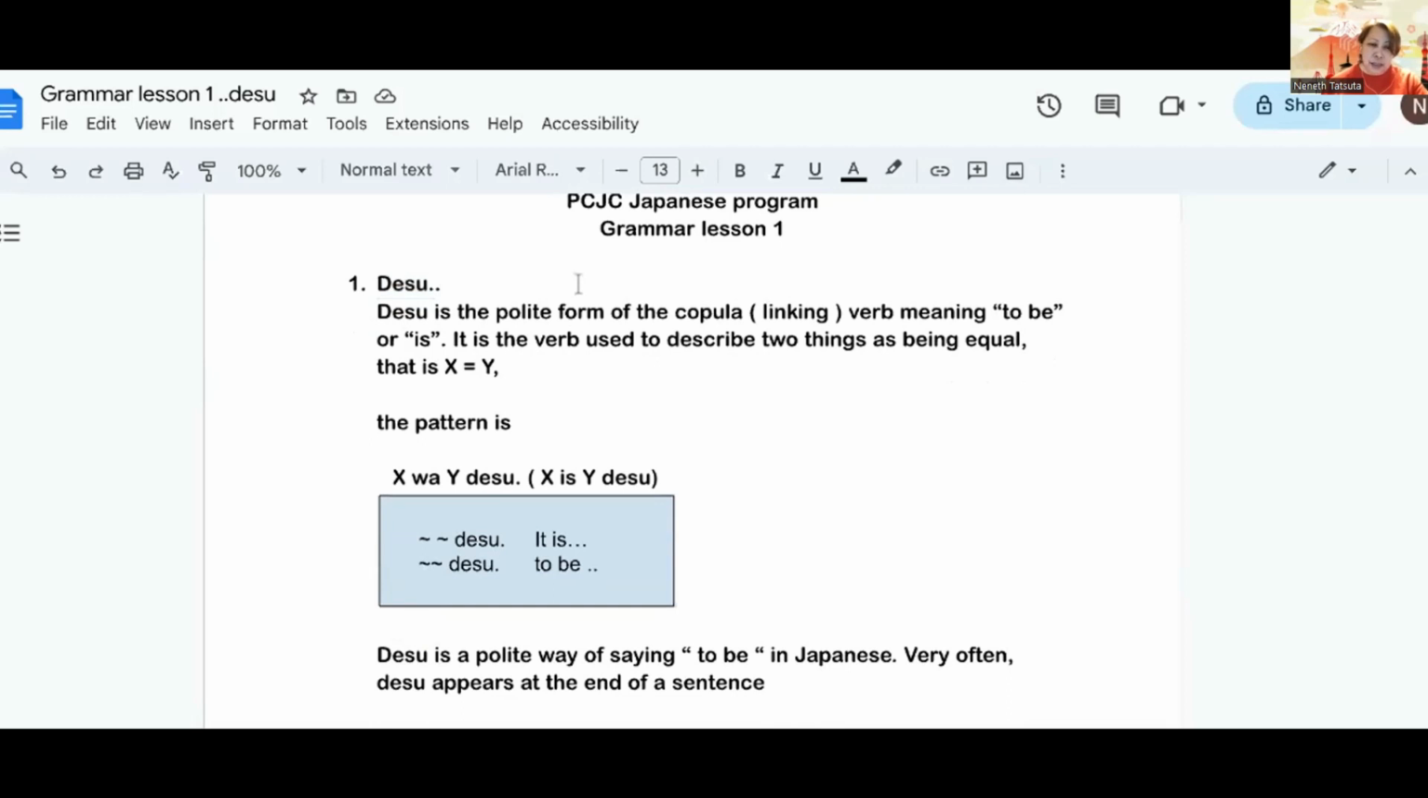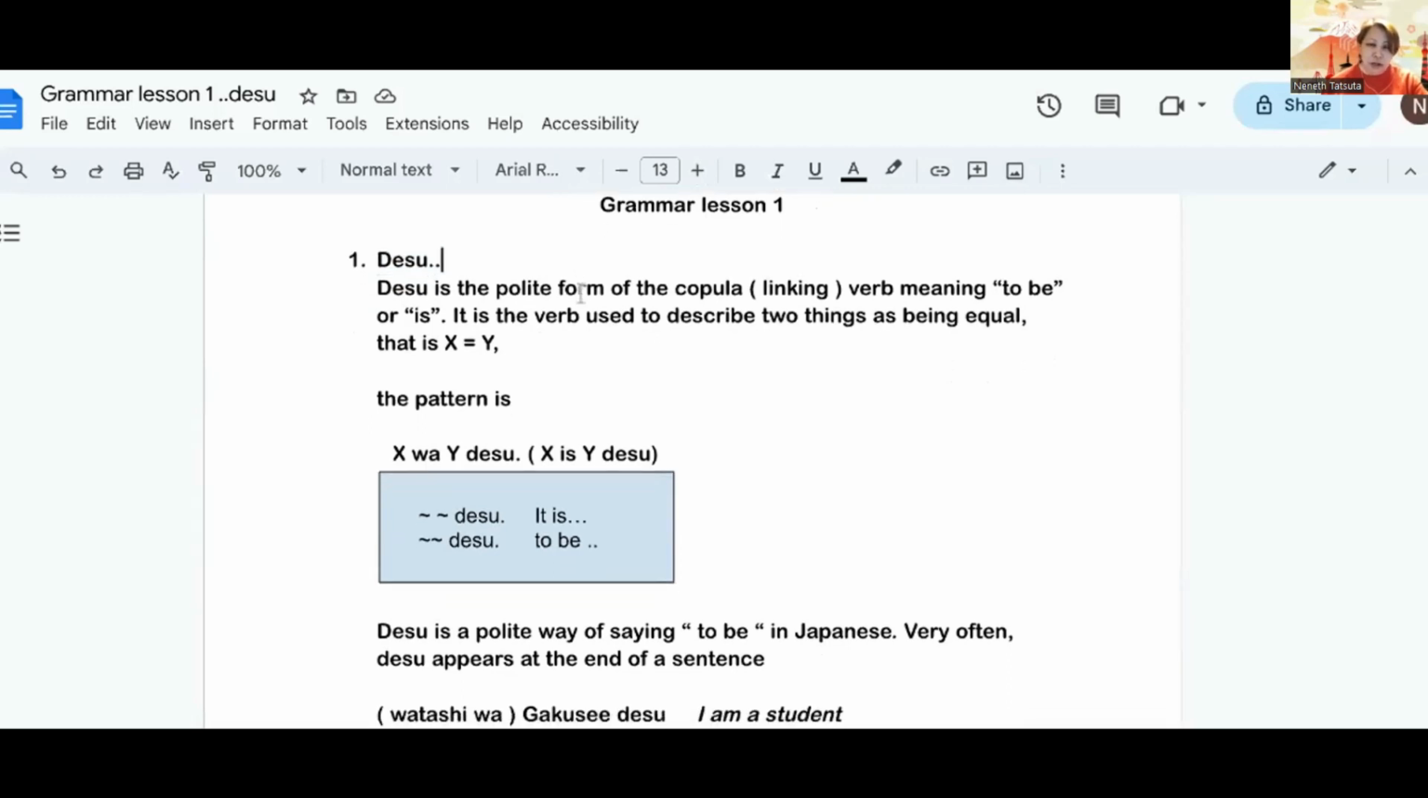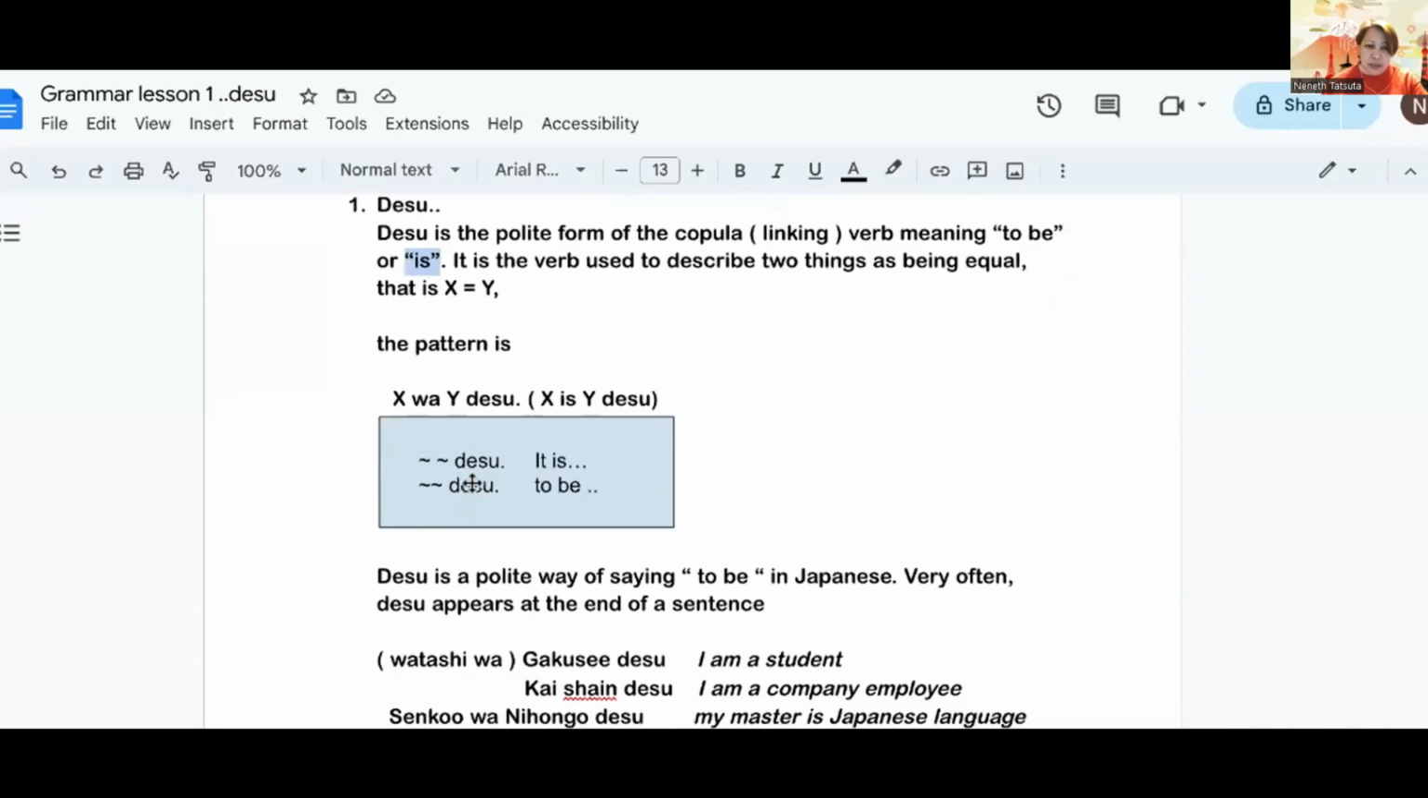So the word desu, you said this how many times in your Jiko Shokai? Desu is the polite form of the copula. Copula means a linking verb. So it's a polite form of the copula verb meaning to be. In English, it means to be or is. Desu in the sense of is connected to the noun or adjective. Desu in the sense of to be is connected to the verb.